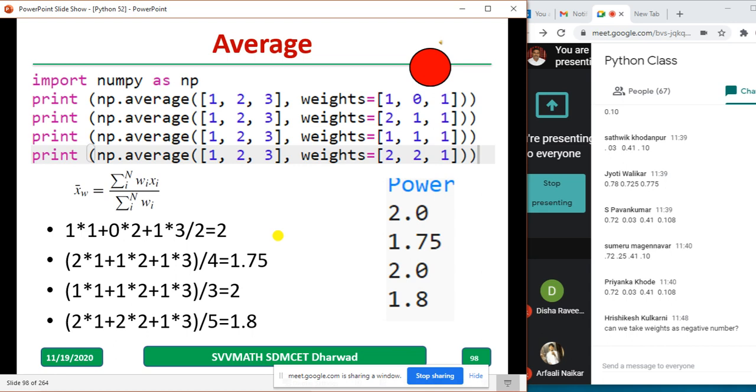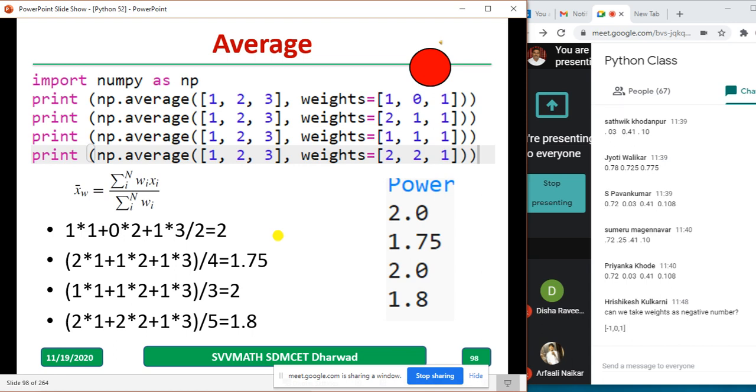Rishikesh, you try. Negative numbers also. Thanks for asking a question. You can execute and share the result if possible after some time. Whenever I am giving the time, go through. Weight as negative. Okay, minus 1, 0, 1. You try, and tell me the answer now only.